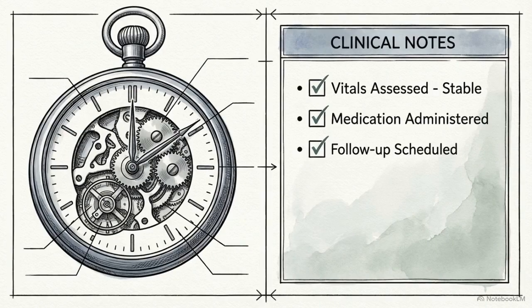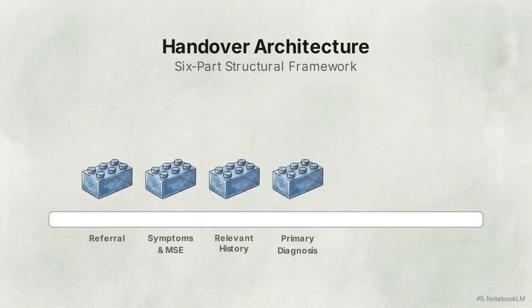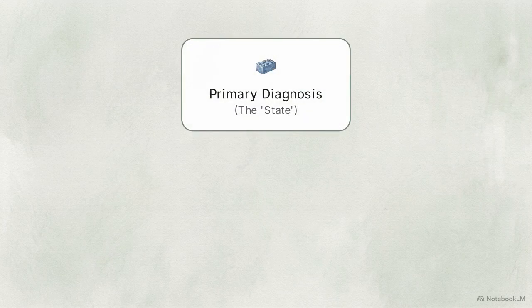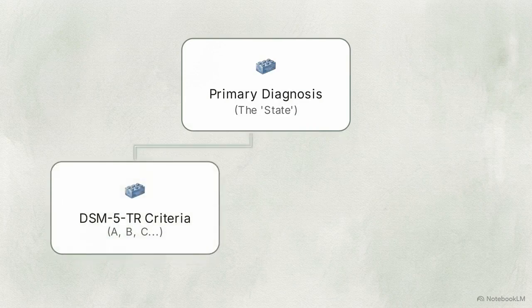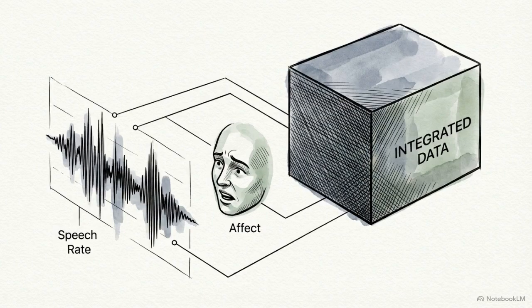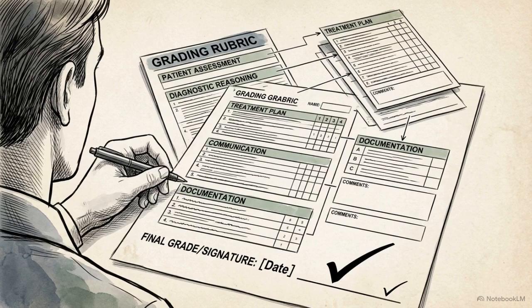The verbal handover serves as a concentrated 3 to 5 minute demonstration of your clinical reasoning. You follow a fixed structure: referral, symptoms and MSE, relevant history, primary diagnosis, differential exclusions, and the close. Section 4 uses the state then support rule. You name the diagnosis first, then cite specific DSM criteria and the duration of the symptoms. In Section 2, you integrate your mental status exam observations, such as speech rate and affect, to build a cohesive picture of the patient's current presentation. This structured handover provides the examiner with the evidence required to verify your competency.